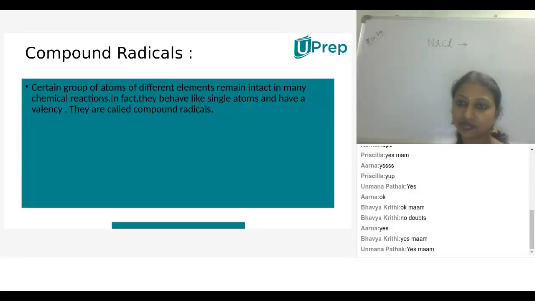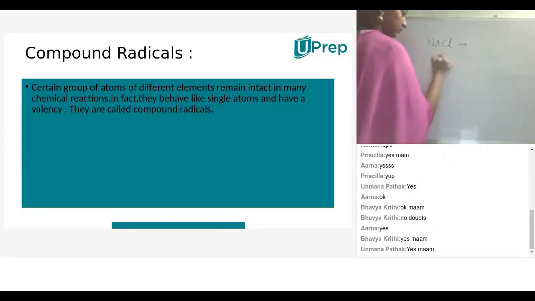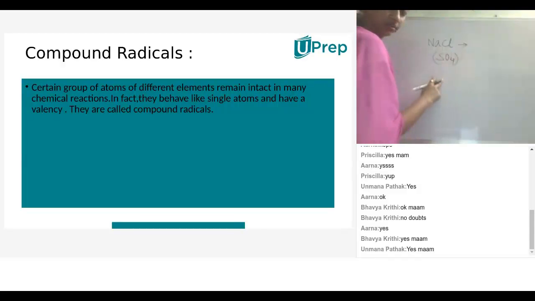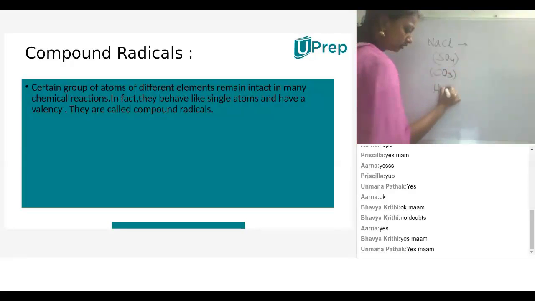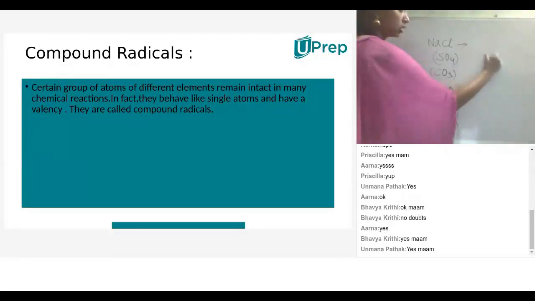Ma'am, ammonium? Very good, Priscilla, very good. Ammonium is a radical. Hydrogen carbonate is a radical. Carbonate is a radical. Sulfate is a radical. Phosphate. Ammonium. Hydroxide.